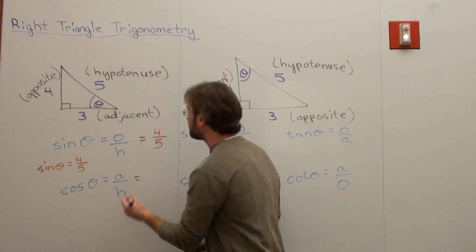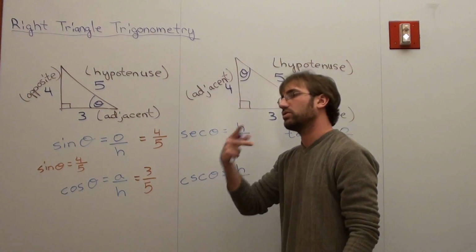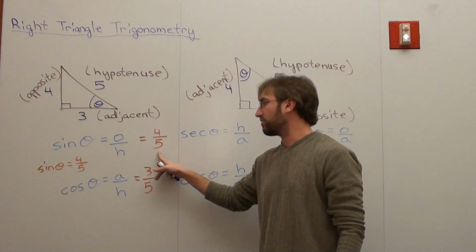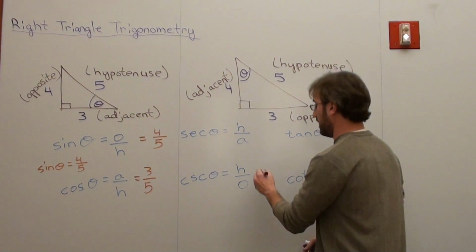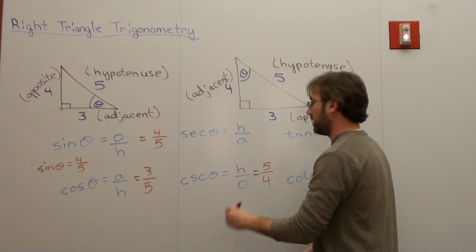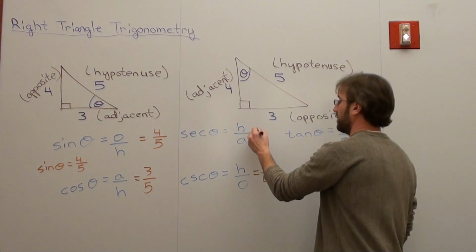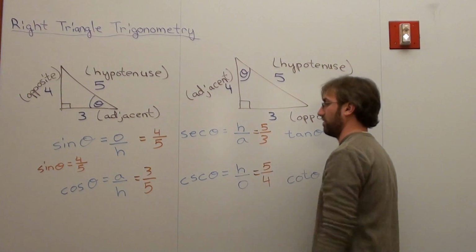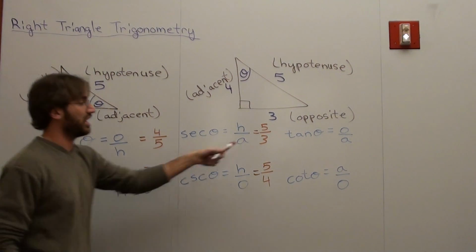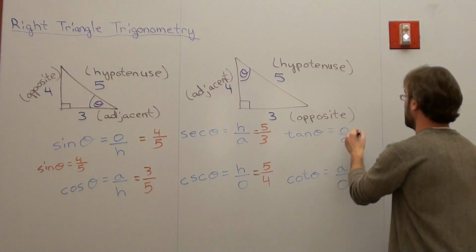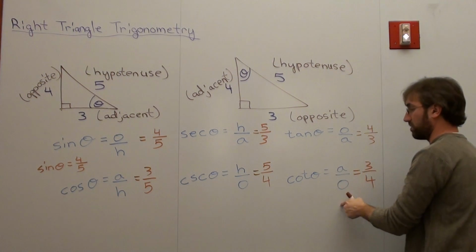So the adjacent here is 3, over the hypotenuse is 5. I don't really have to do much work to it. If I know the sine is 4 over 5, then the cosecant, which is the reciprocal, is 5 over 4. This is the reciprocal of this. So 3 over 5, 5 over 3. I've got to figure out the tangent, which is the opposite over the adjacent, or tangent of theta, which equals opposite over adjacent. It's 4/3. That's the reciprocal, which is 3/4.